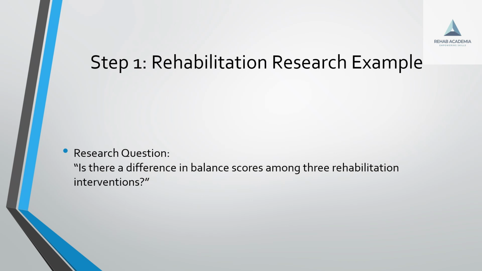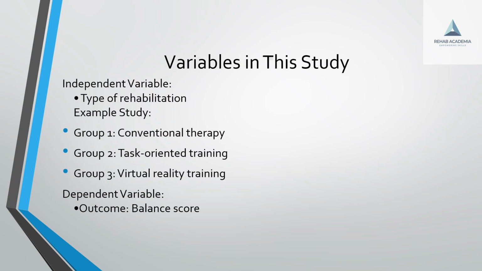The first step is to clearly define your research question. The question should focus on comparing a continuous outcome across three or more independent groups. So, in that case, we may ask: is there a difference in balance scores among three rehabilitation interventions? According to this research question, we may extract our variables.